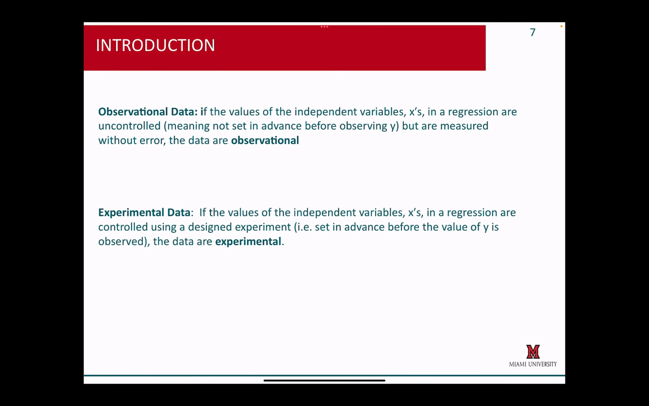In regression, we generally use observational or experimental data. Observational data means that in the regression, the variables are measured by just observing their values. Whereas in experimental data, the values of the independent variables are controlled using some sort of designed experiment. In that case, we call it experimental data.